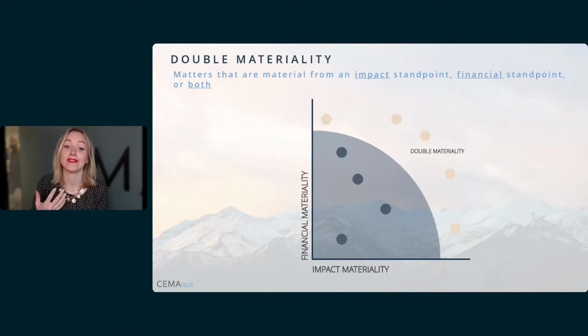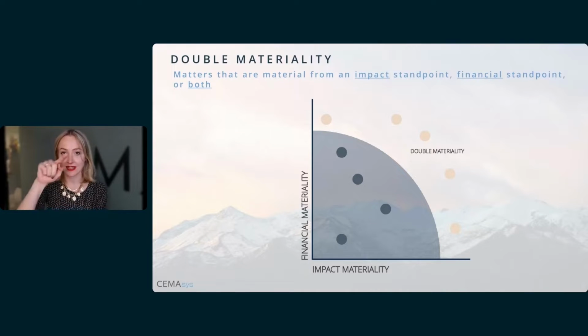And when it comes to double materiality, this is essentially what it means: matters that are material from an impact standpoint, a financial standpoint, or both. That's when we come up with this graph over here. We have one axis that is impact materiality, or how significant the impacts are that you as an organization have on the outside world. If you're familiar with the GRI framework, this probably sounds familiar as well. And then we have the financial materiality axis: how much can outside aspects actually affect your company financially, either in the short, medium, or long term?